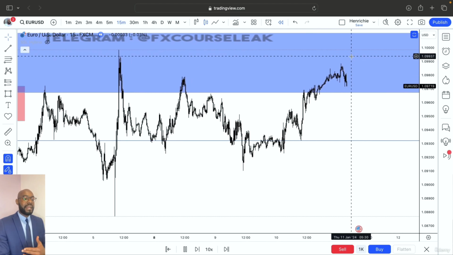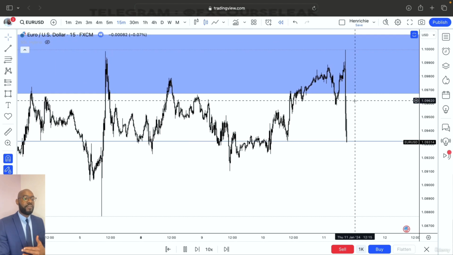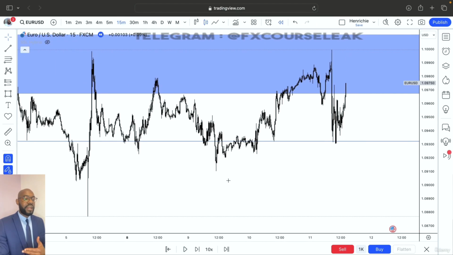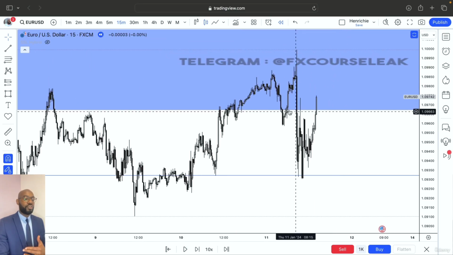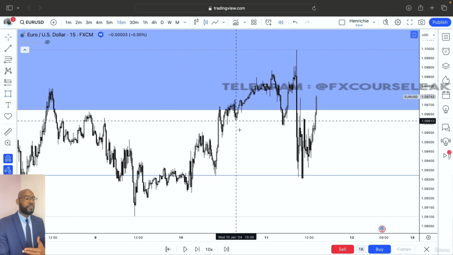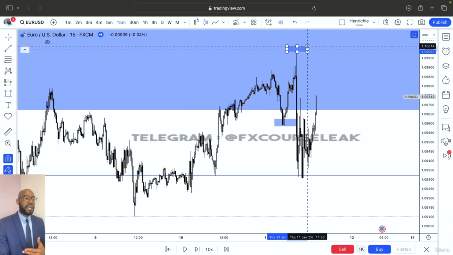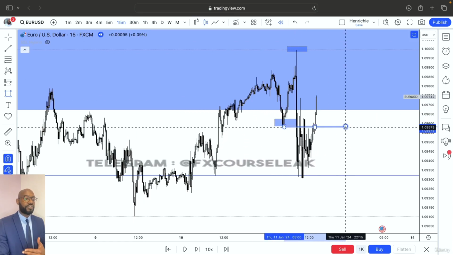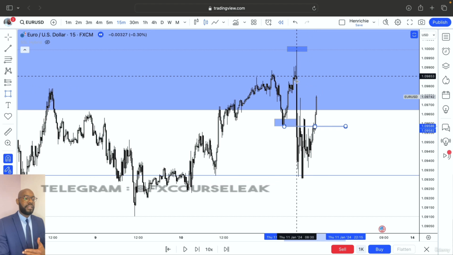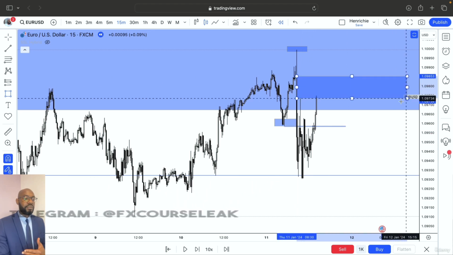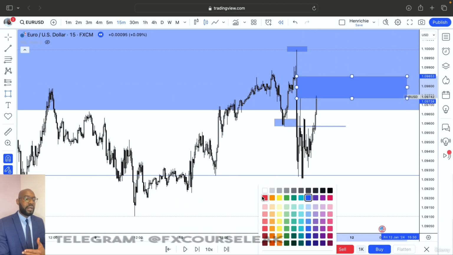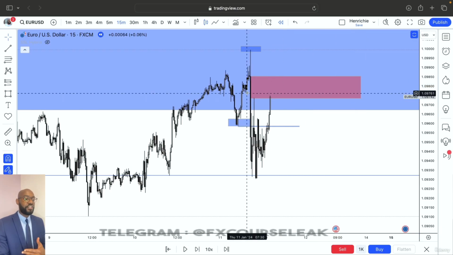Now, price is in that key level again. All we're waiting for is to see structure. And now right here, you can see structure. This is a structural low. Right here is a structural low. And right here is a structural high. And then we have a break of structure right here. Then look right here, we'll have an inefficiency. So this is where we put our entry positions.